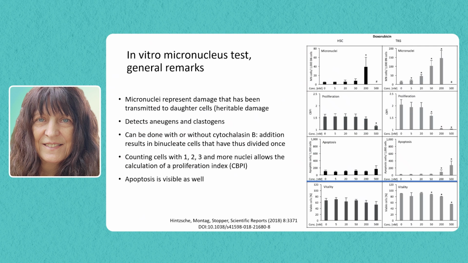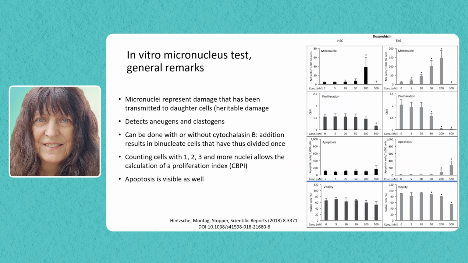So some more general remarks about the in vitro micronucleus test and what's special about it, what you can do with it, what you can see. Micronuclei represent damage that has been transmitted to a daughter cell. So that's somewhat heritable damage, which some people at least think is more meaningful than if you assess damage that has not been inherited to daughter cells. Then it detects aneugens and clastogens. So it detects compounds that cause the loss of whole chromosomes, which are aneugens, and clastogens, which are chemicals that cause breakage of the chromosome.